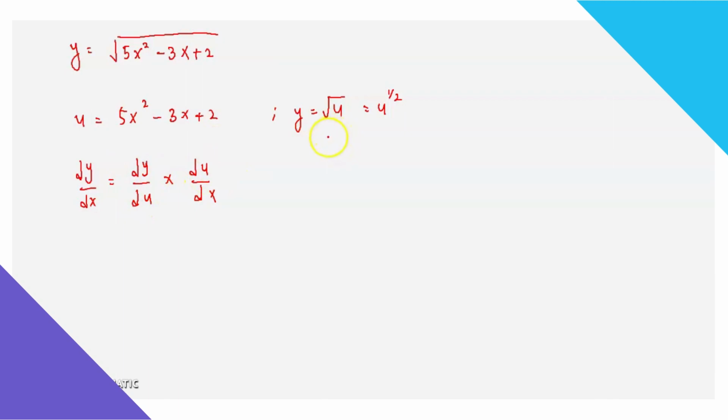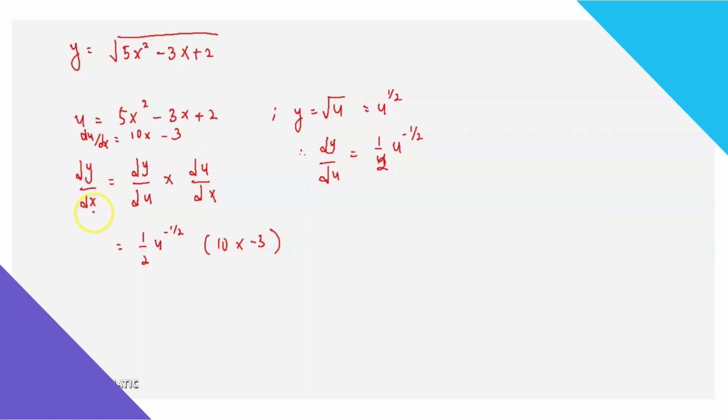Okay, so what we can do now is find the respective derivatives. For y and u, dy du, now we have 1 over 2 u to the power of negative 1 over 2. You can use the previous rules to derive this form. And then for the derivative of u, we have du dx equal to 10x minus 3. So now we can substitute into this chain rule formula. So dy du is 1 over 2 u to the power of negative 1 over 2, and du dx we have 10x minus 3.